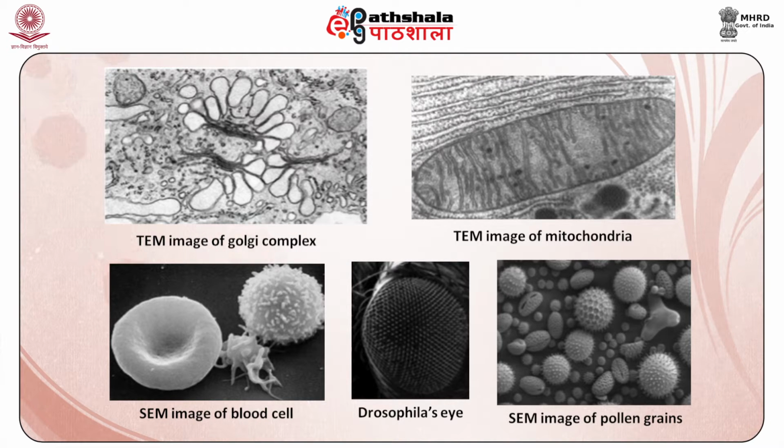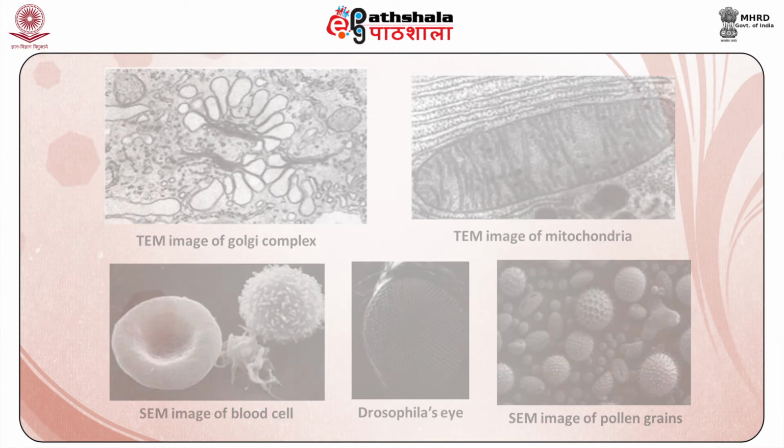The next image is that of the pollen grains. The overall surface structure of the pollen grains can be easily seen in this scanning electron image. Note the difference between a transmission electron micrograph and a scanning electron micrograph: the transmission one gives internal details, the scanning one gives the surface details.